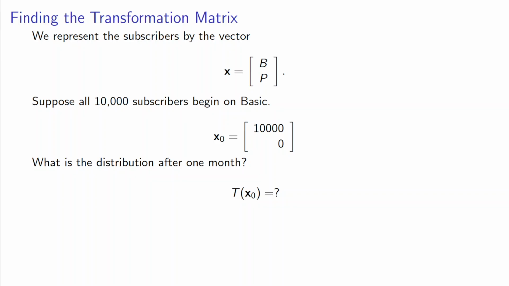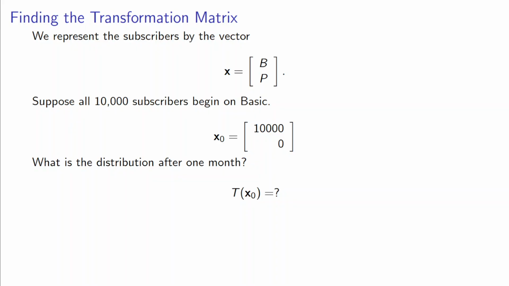So we can represent a vector x where we have the number of basic users as the first component of that vector, and the number of premium users as the second component. For example, if all 10,000 subscribers were basic, then we might use the notation x0 to represent that particular state of this system, which would include 10,000 as its first component. Everyone is at the basic level, and 0 for the premium.